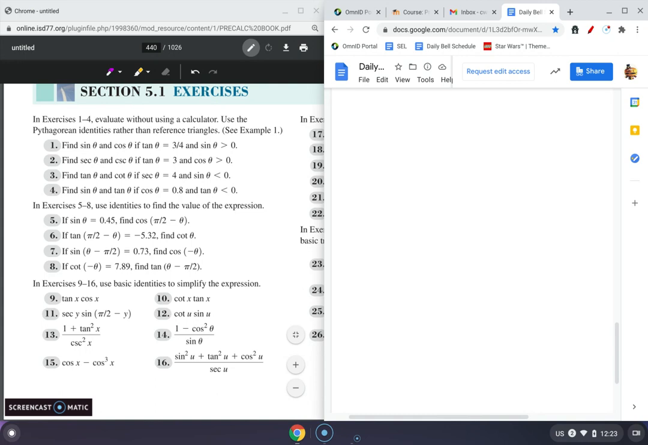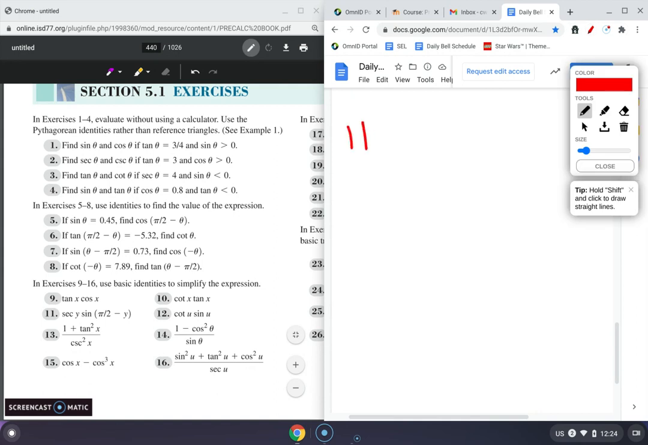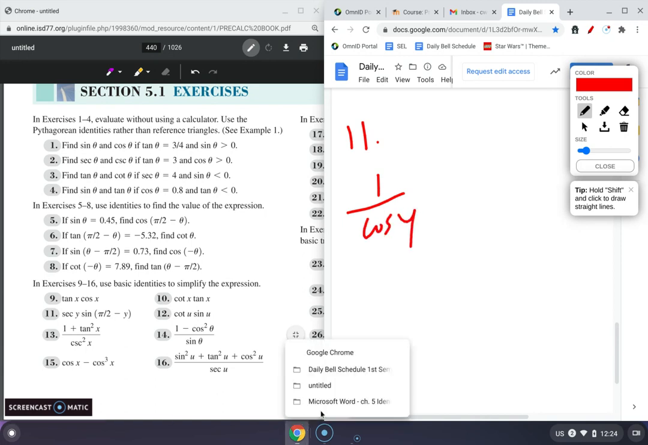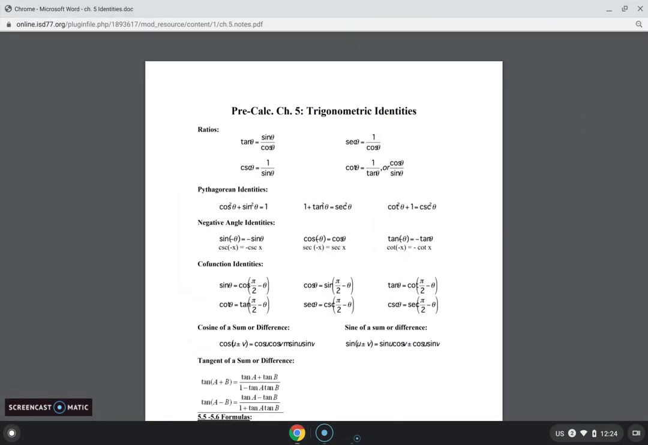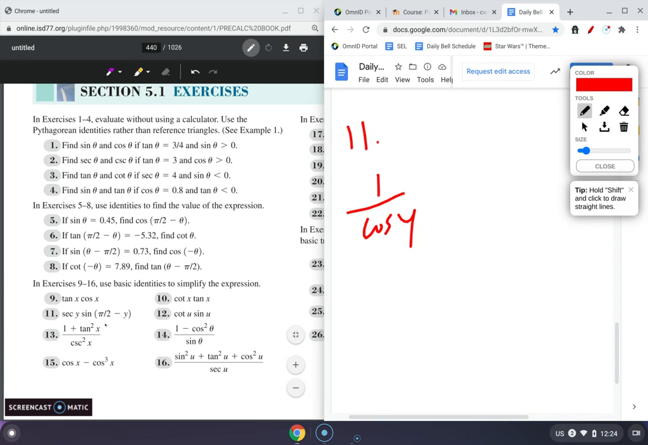Number 11, I'll do the odds here and leave you guys some of the even ones to do. Make sure you look at the Moodle, which has the assignment on there. Okay, number 11 then. Secant y times secant of pi over 2 minus y. Well, we know secant is 1 over cosine. Okay, if you're not sure, you can look here. We can see that secant right there is 1 over cosine. And then the other one they had there was the sine of pi over 2 minus y.